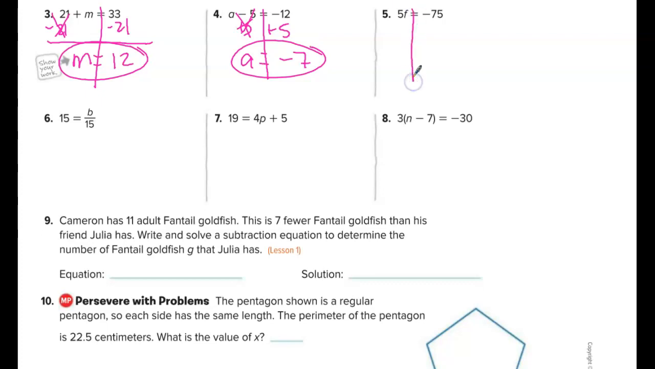Shia, what do you do on number 5? Divide by 5. Good. So these two are multiplied, so the opposite would be to divide. What'd you get? Negative 15. Thumbs up if you got f equals negative 15.